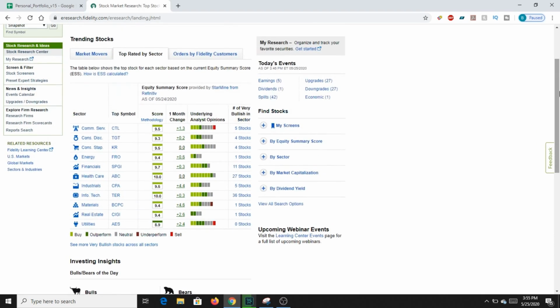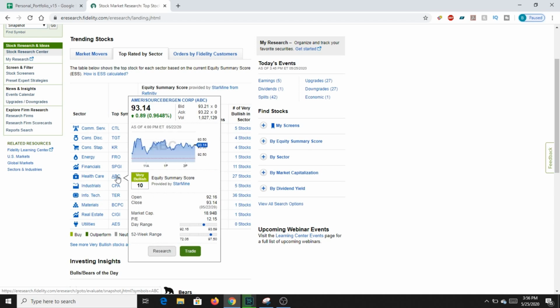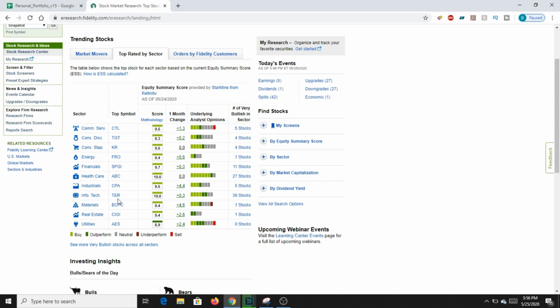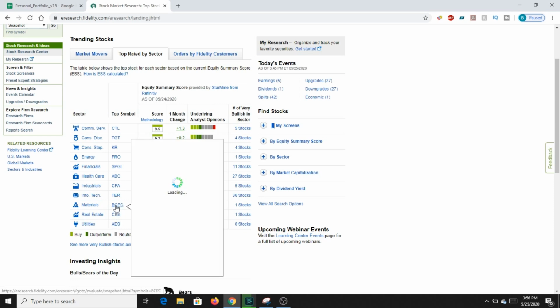I'm not really sure how they're evaluating it. I guess it's based off of scores from additional companies or advisors that they're looking at at the moment. You can see the different companies they have listed for each individual sector, if you're interested in that.